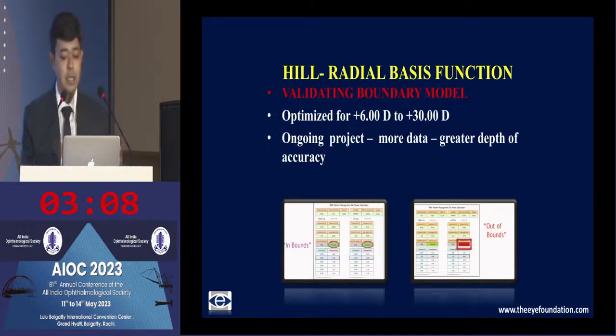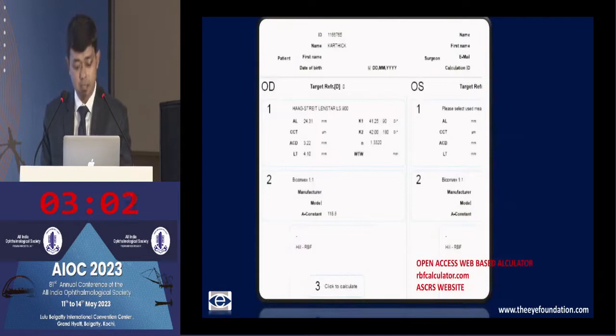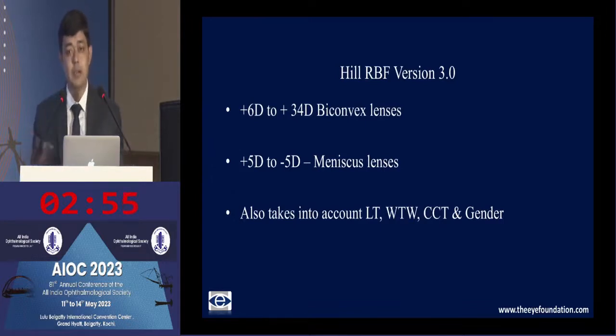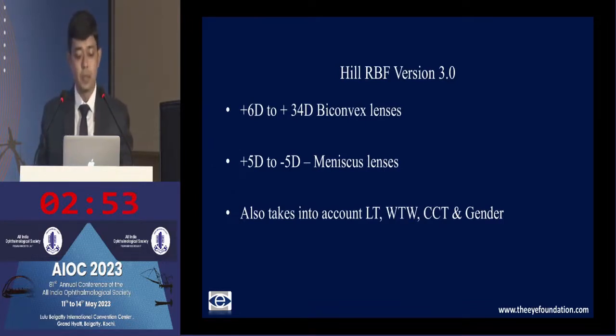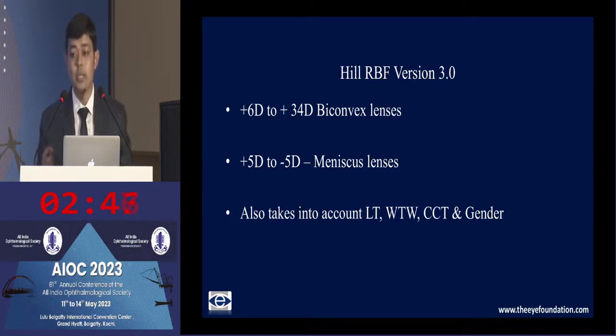This is the earlier version of the Hill RBF, where it was optimized for +6 to +30. And subsequently, this is, of course, the online calculator, the RBF calculator, which is available. Now we have version 3, which really covers almost the entire range from -5 to +34. And apart from the traditional values, it is also showing that values like CCT, white to white, and gender probably have a small role to play as far as the final IOL power formula is concerned.